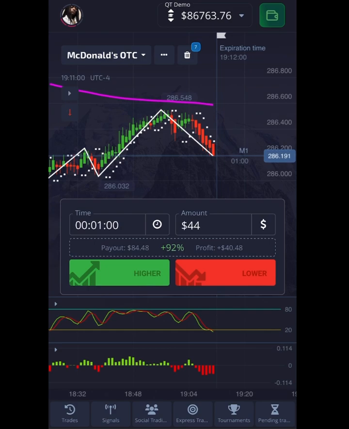Practice this in the demo first. Win 3 trades in a row. You got it. Go ahead and go to the live and run it up, but be very cautious. Don't just get in unless you check off every rule that you have for entry.